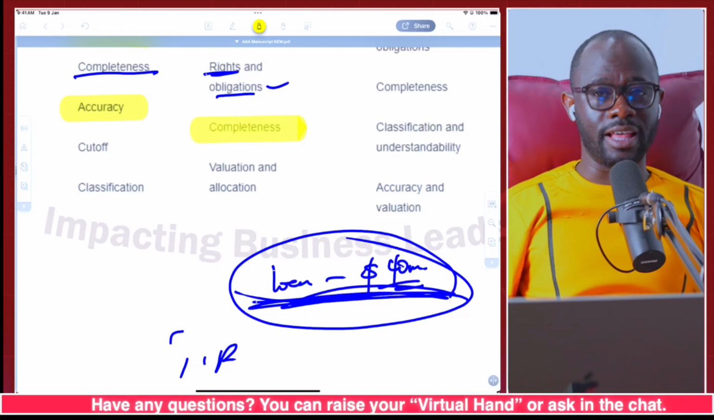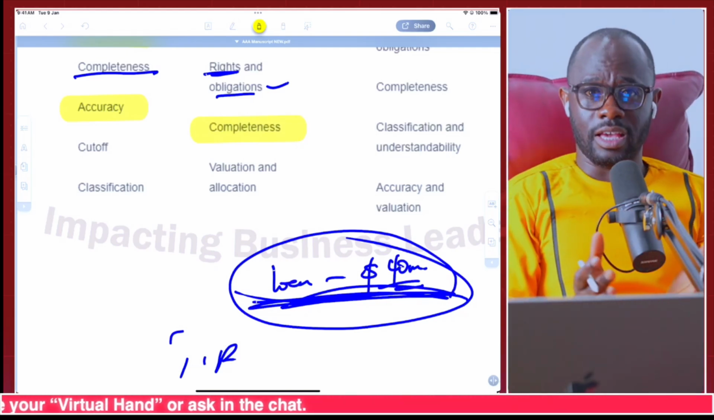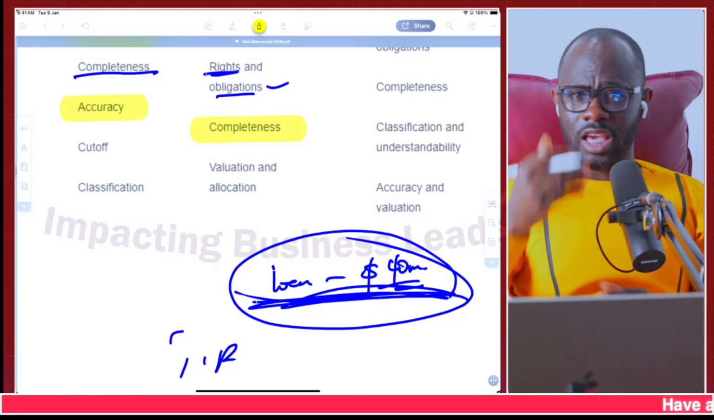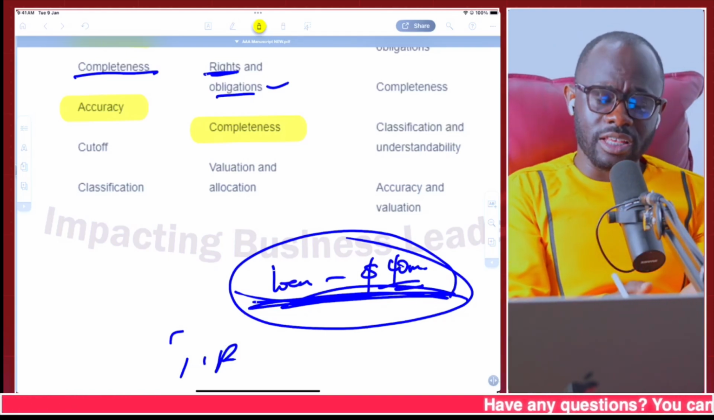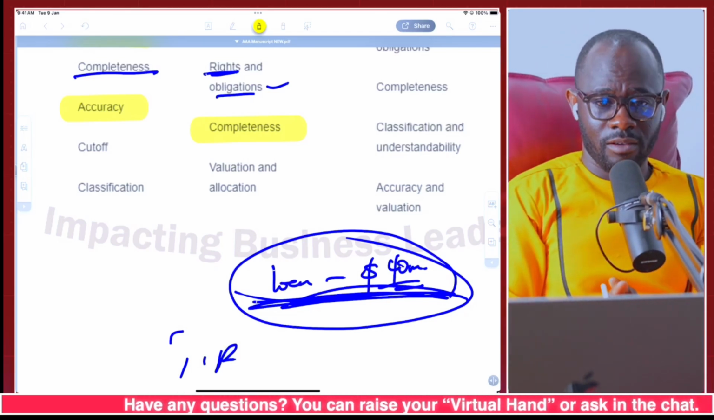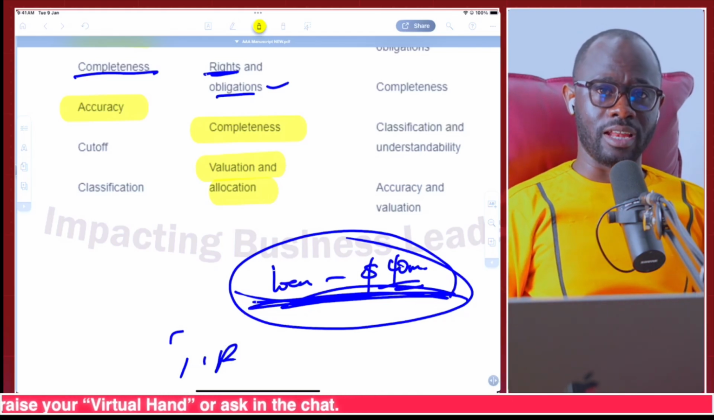Completeness, we've already said that. So whatever. If it is trade receivables, are these all our debtors? If it is trade payables, are these all our creditors? If it is PPE, are these all the list of assets? If it is inventory, are these all the inventories we have as a company? Then valuation and allocation, we've also mentioned that.